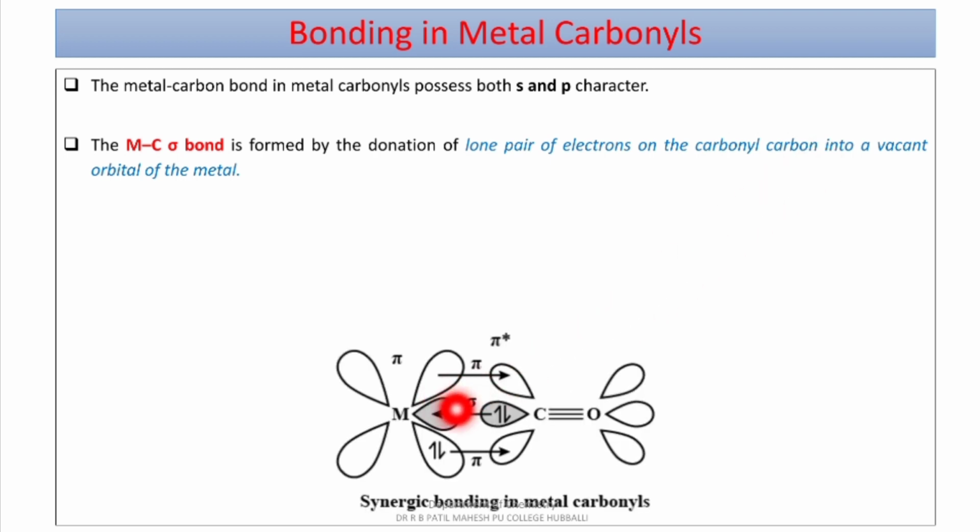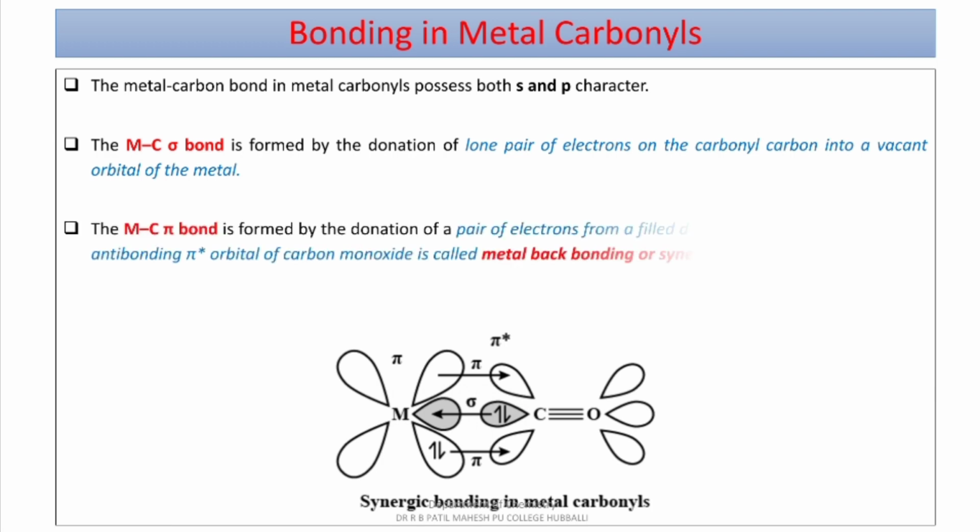You can see here there is a transfer of these carbon electrons to the vacant orbitals of metal, which is going to form a sigma bond, whereas the metal-carbon pi bond is formed by the donation of a pair of electrons from the filled d orbitals of metal into vacant anti-bonding pi star orbitals of carbon monoxide, which is known as metal back bonding or synergic bonding, and this effect is known as the synergic effect.